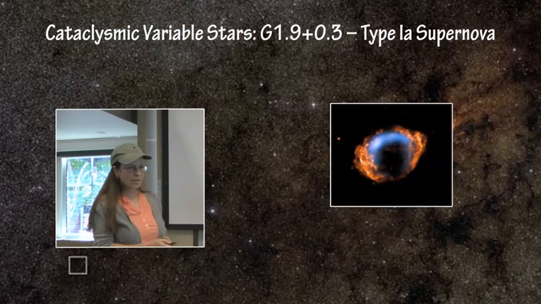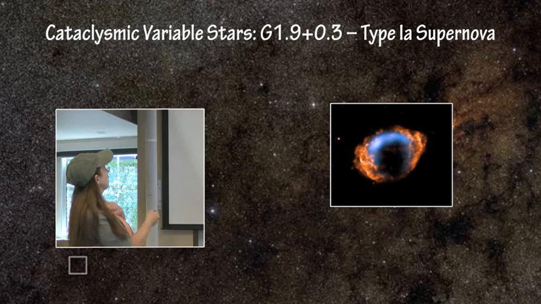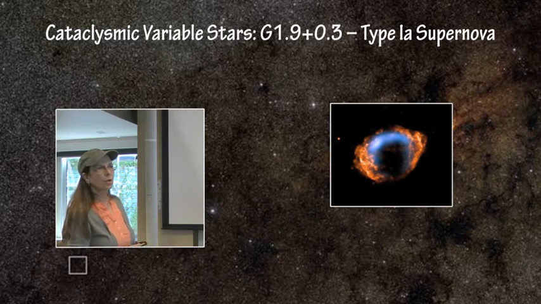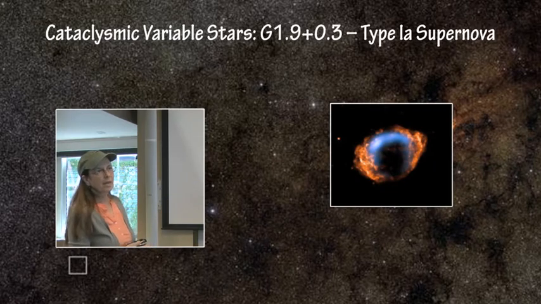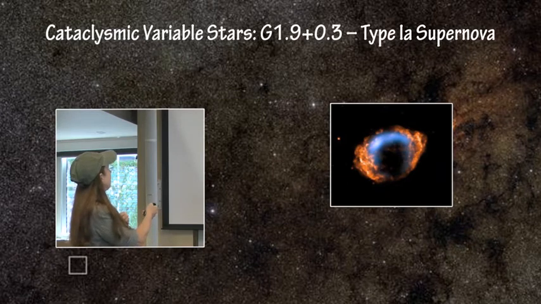This one is not so, quote, typical, unquote. It has the sexy name of G 1.9 plus 0.3. This is probably the youngest one that we know of so far. It happened about 140 years ago, and you can see from its position that it's really embedded within the dust and the gas very close to the center of the plane of the galaxy, so it would not have been seen by anyone at the time.